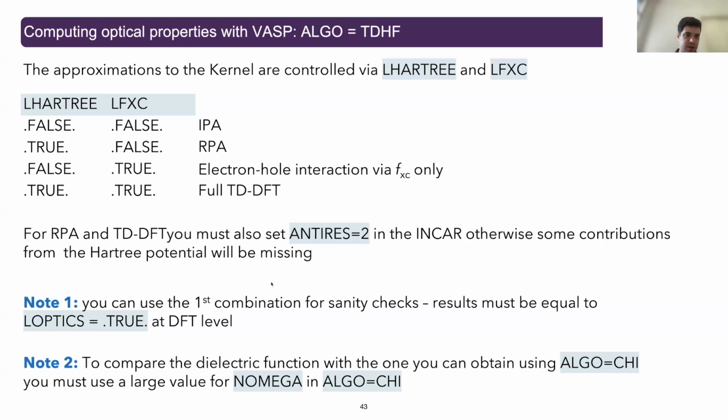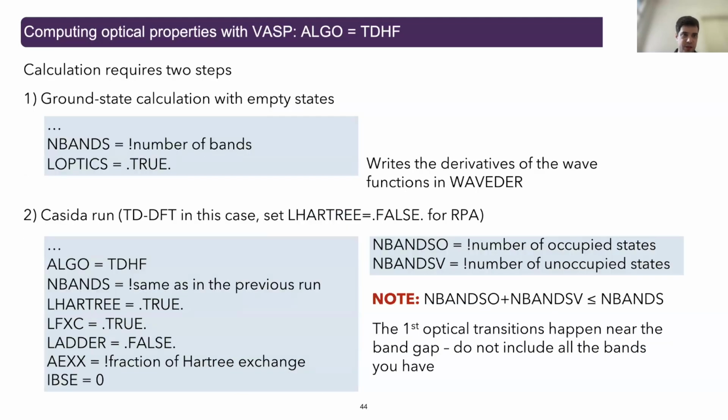And a final note is that in order to compare the dielectric function that you can obtain within TDDFT and the one you would obtain with ALGO equal CHI, you should set an OMEGAPAR of very large value. Now, much like what was done in the first example, you would require two calculations. First, a ground state calculation with a large number of bands that converges the independent particle epsilon, and with LOPTICS set to true, so that the derivatives of the wave function are written in your WAVEDER file.